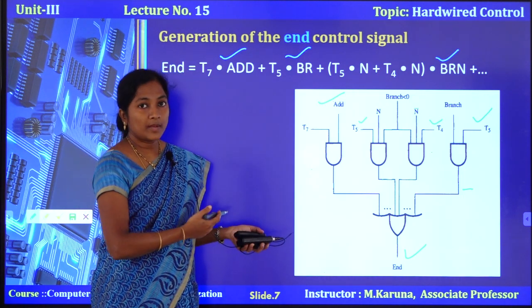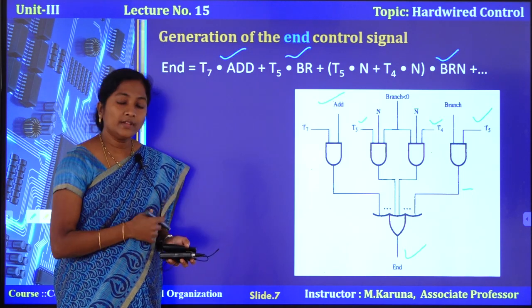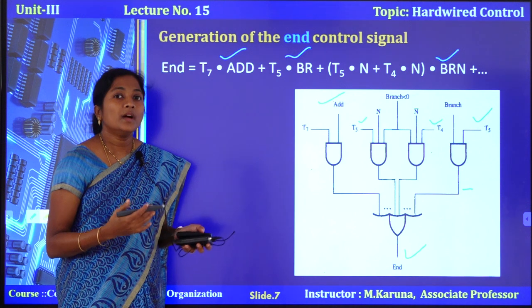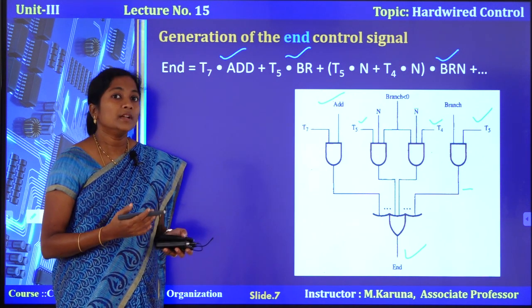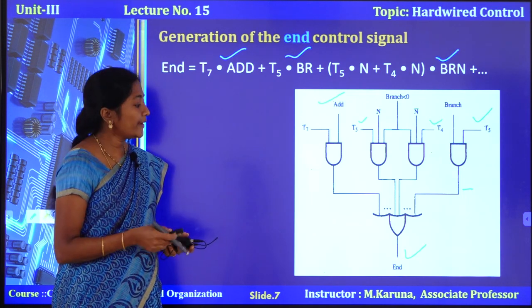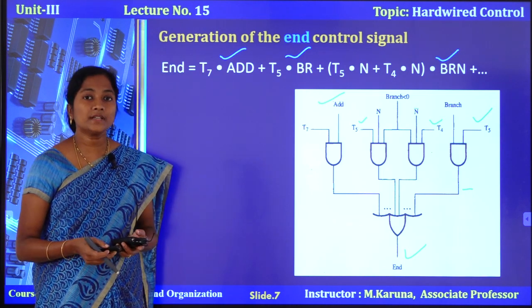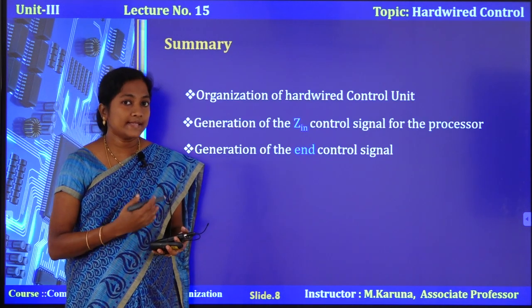The control signal is generated based on the wiring of all the logical elements. That's why this is named as hardwired control unit. In this technique, control signals are generated with the help of wiring of all the logic elements, that's why this is known as hardwired control unit. Likewise, all the control signals are generated according to the instruction specified in the instruction register.